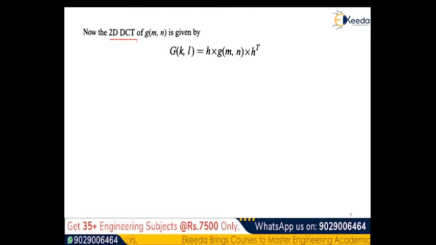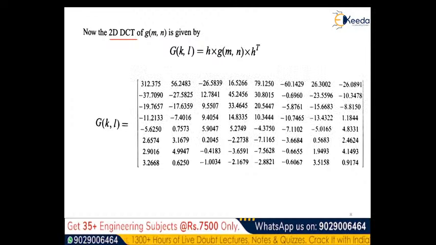So for the input image that is level shifted and represented as g of m comma n, and the H matrix as shown previously, we carry out this particular computation and obtain capital G of k comma l, and here again the resultant is of 8 by 8 size. So here we have the matrix with the resultant coefficients in the DCT domain.